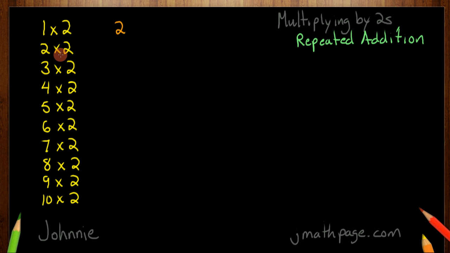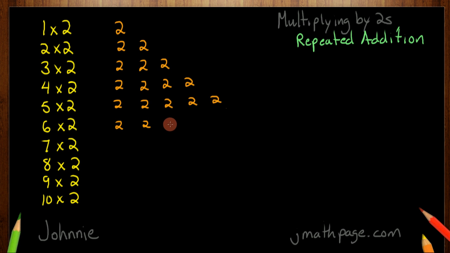If I say 2 times 2, what I'm saying is I need to have 2 2's. So one 2, and a second 2. 3 times 2, well, I need to have a 2, a 2, and a 2. 4 times 2, a 2, a 2, a 2, and a 2. So I have 4 2's for 4 times 2. 5 times 2, 1, 2, 3, 4, 5. So 5 2's here is the same as 5 times 2. 6 times 2, 1, 2, 3, 4, 5, 6. 6 2's, 6 times 2.